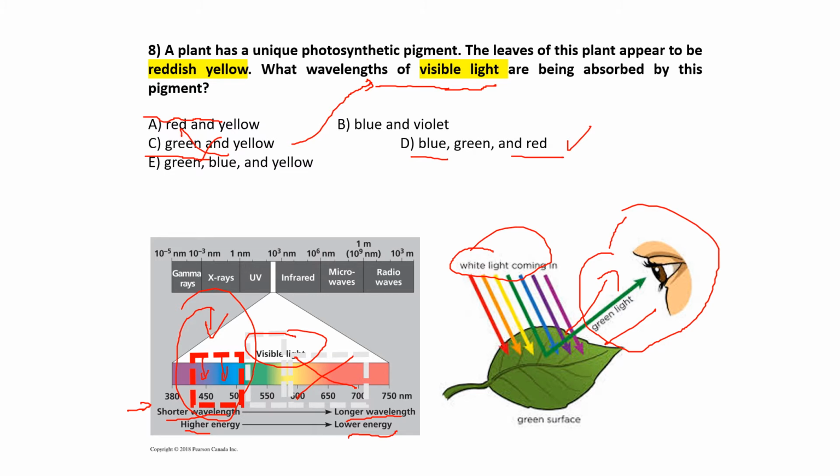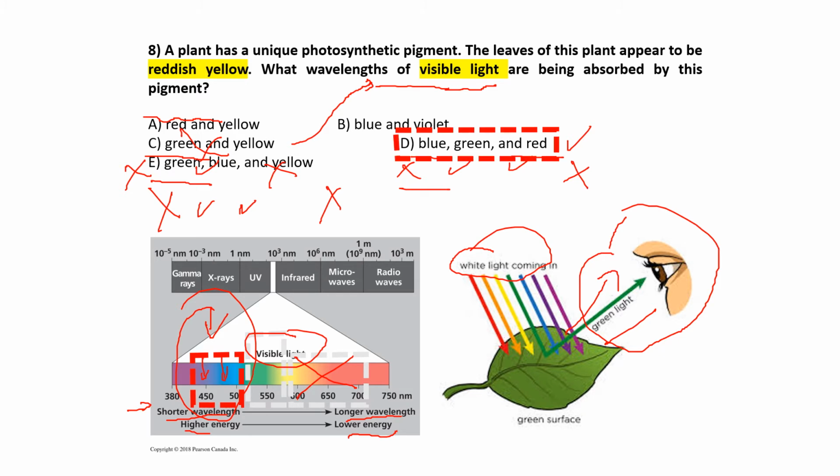Green in C makes sense, but yellow, no, so C is wrong. D, blue can be correct, green can be correct, but red, no, so this is wrong. Green can be correct, blue can be correct, but yellow, no. So this is wrong. So the only option that is possible is B.